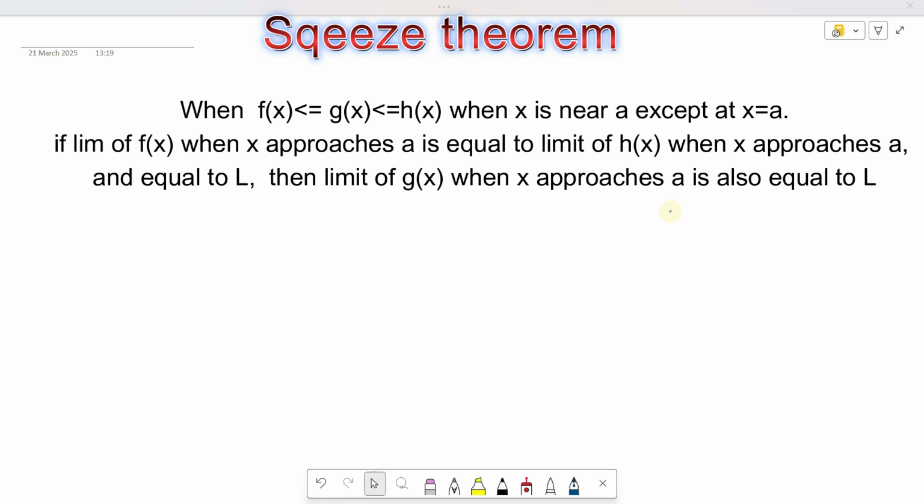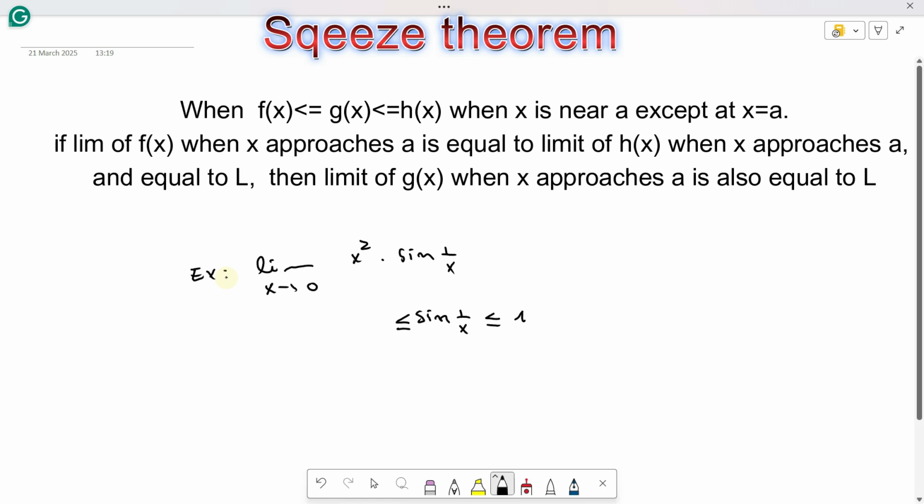So let's see an example of where we can use this theorem. Let's say we are asked to compute the limit when x tends to 0 of this function, x squared times sine of 1 over x. How can we apply the squeeze theorem? What we know is that sine of 1 over x is always less than or equal to 1, and always greater than or equal to minus 1. This is due to the behavior of our sine function. It is always bounded by minus 1 and 1.